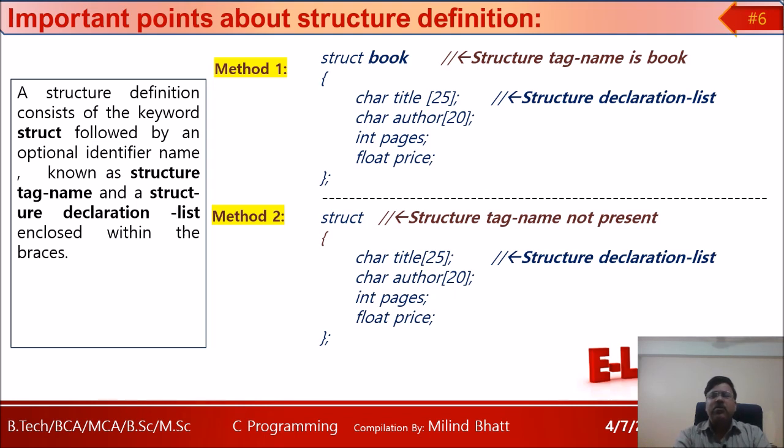The other way to declare such a structure is struct only. See, no tag name is present over here, only the description of it. Character title 25, character author 20, integer number of pages, float price, and finally I am terminating my structure with the help of a semicolon. In upcoming slides, you will have a better description of all these different arrangements, when they are being used and how they are being handled in a structure.